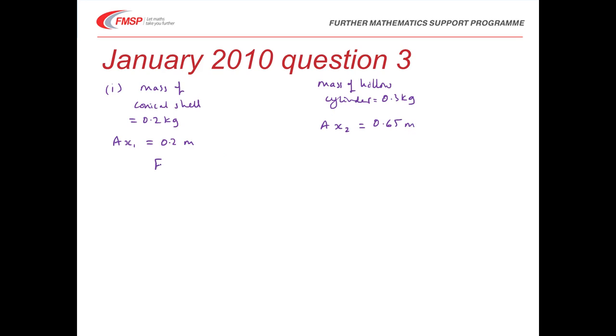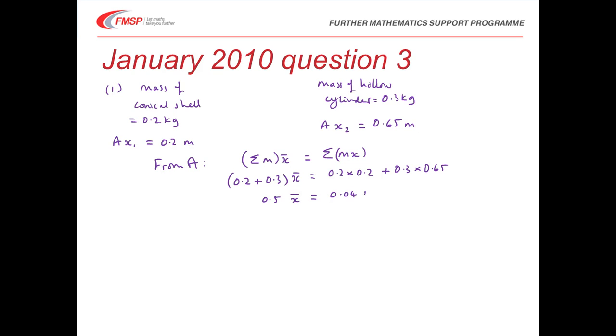So if we're going to consider the distances from A, we have, as before, the sum of all the masses times x bar is the sum for each separate mass of the mass times its distance from A. Well, the total mass is 0.2 for the conical shell plus 0.3 for the hollow cylinder times x bar. And for the separate pieces, it's a mass of 0.2 times a distance of 0.2 for the conical shell, plus a mass of 0.3 times a distance of 0.65 for the hollow cylinder. Well, on the left, this is just 0.5 x bar, and this gives me 0.04 plus 0.195.